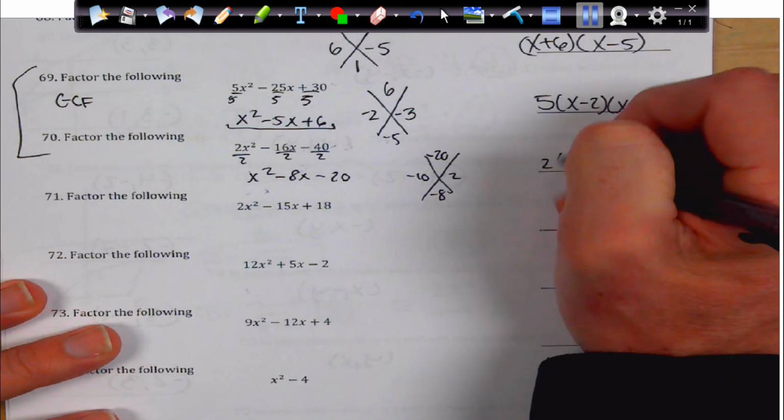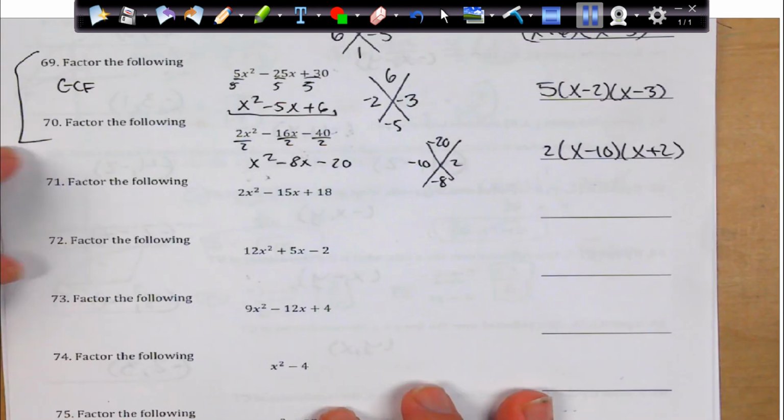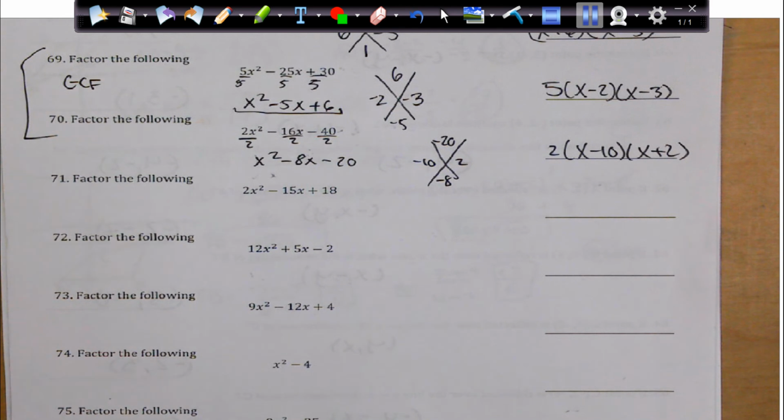And so we get x minus 10 and x plus 2. So the next three are definitely the most challenging. You might even need more work, or might need more area to show your work. Sorry, I'm walking away from the camera to get an extra sheet of paper.